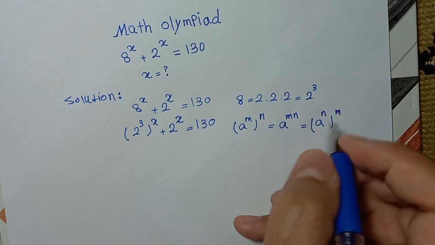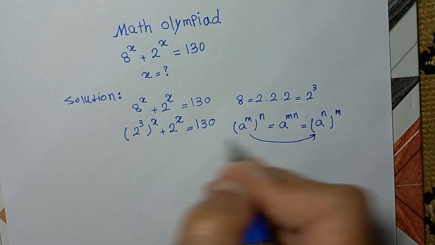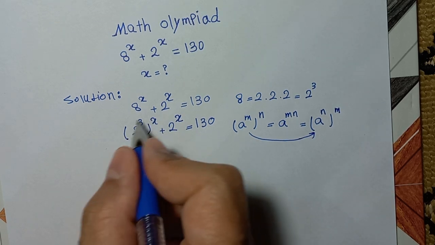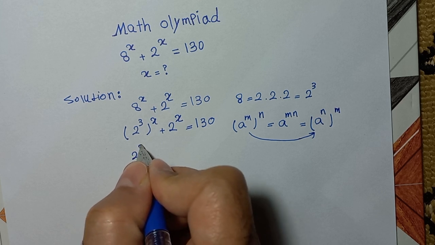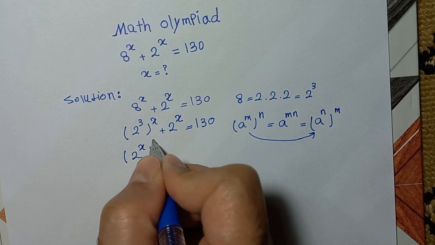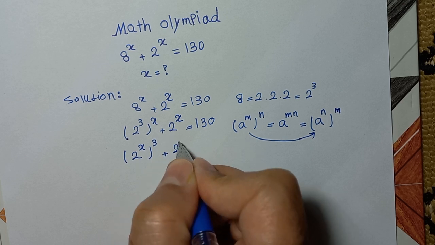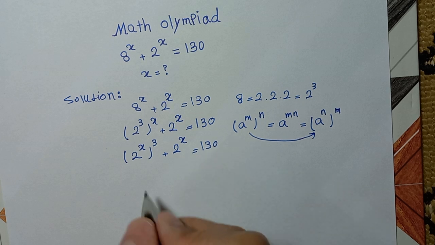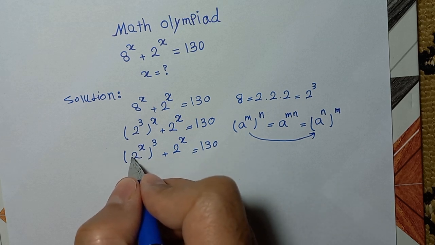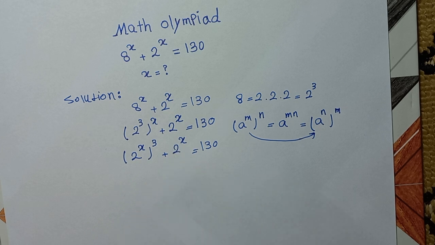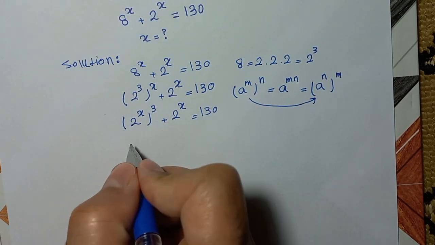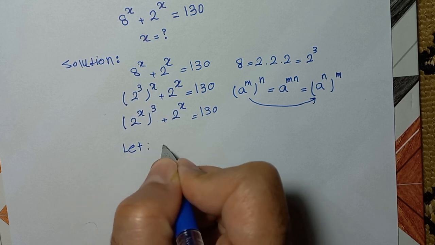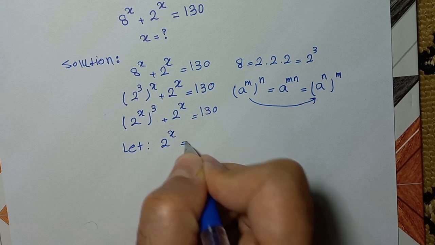So if I apply this formula in this equation, it will be 2 to power of 3 to power of x. We can write this as 2 to power of x whole to power of 3, and here we have 2 to power of x is equals to 130. And in here you can see we have 2 to power of x and 2 to power of x, so 2 to power of x both is same. So in next step we let 2 to power of x as u.